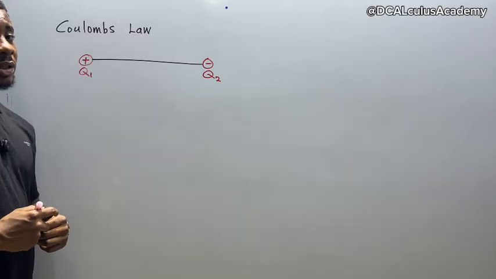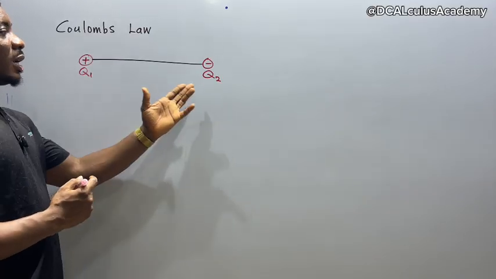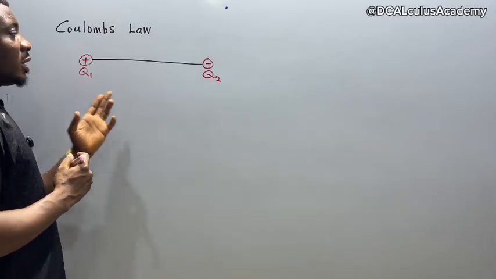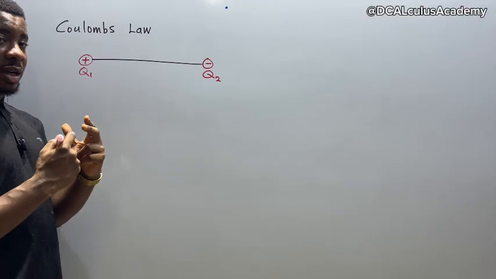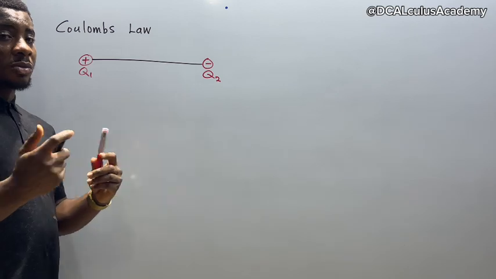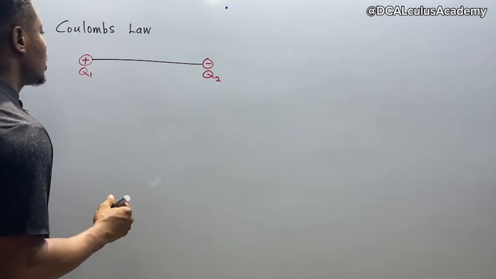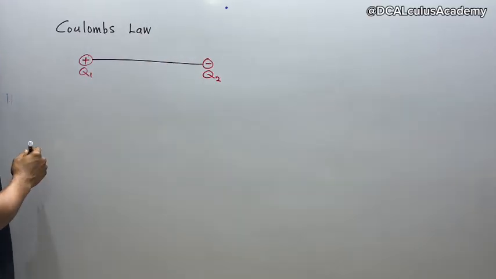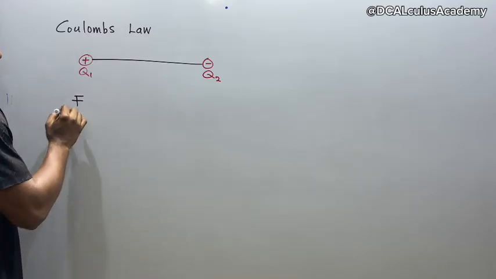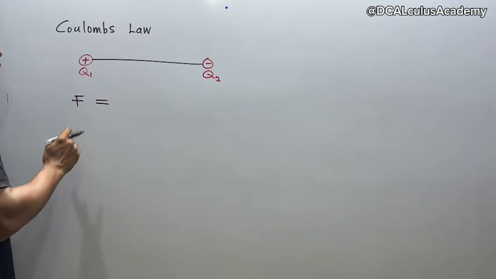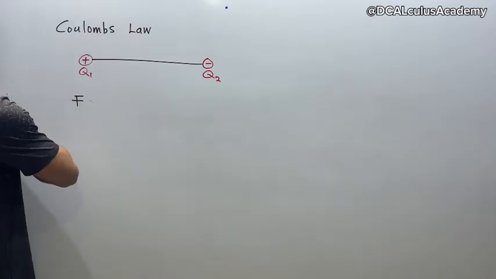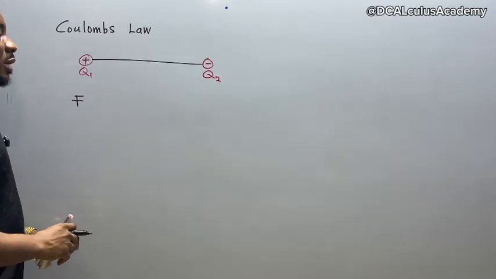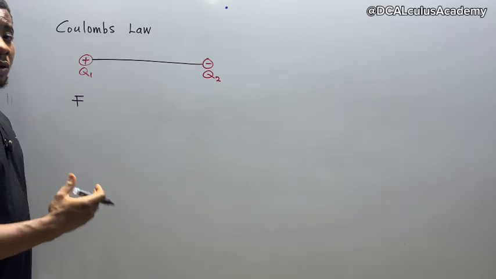Remember from the law of electrostatics that when two charges are like charges, they are going to repel, but when two charges are unlike charges, they are going to attract. So we can state Coulomb's law as follows. Coulomb's law states that the force of attraction or repulsion between two charges is directly proportional to the product of the charges.